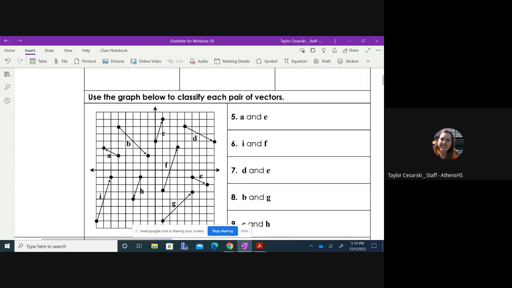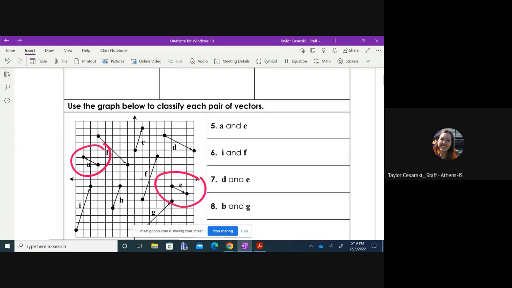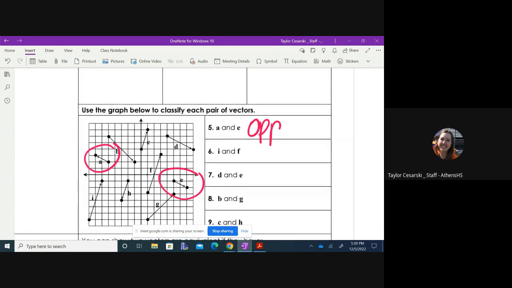So let's just look at a couple of these here. A and E. Okay, so notice those have the exact same length, but they're going in opposite directions. So those are going to be opposite vectors.